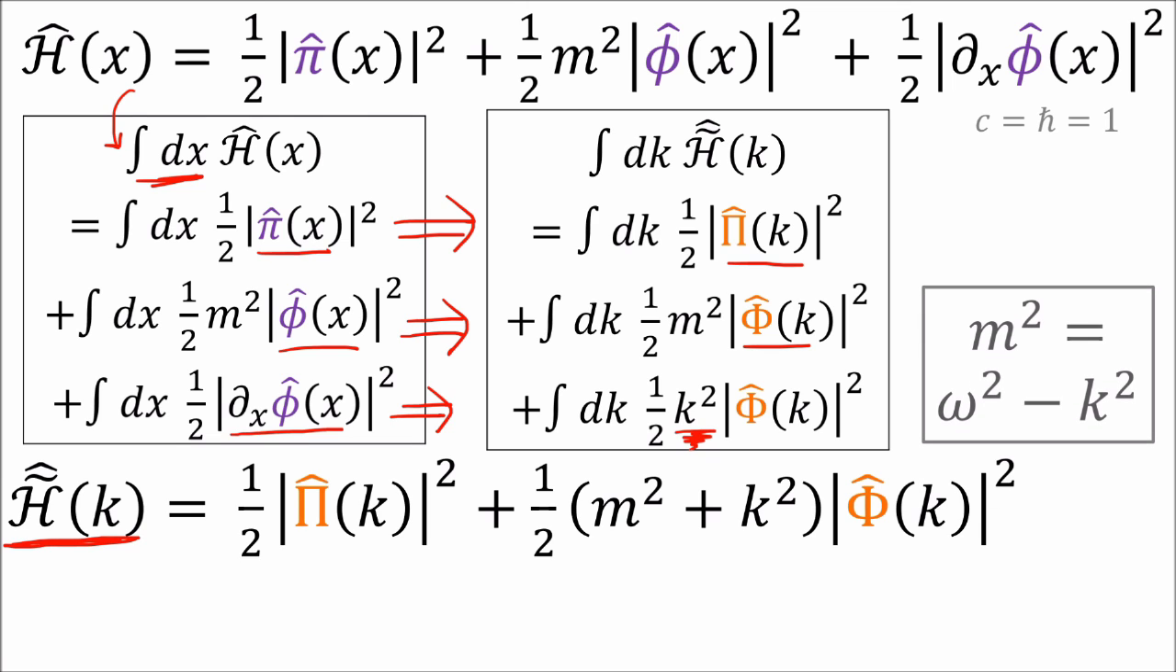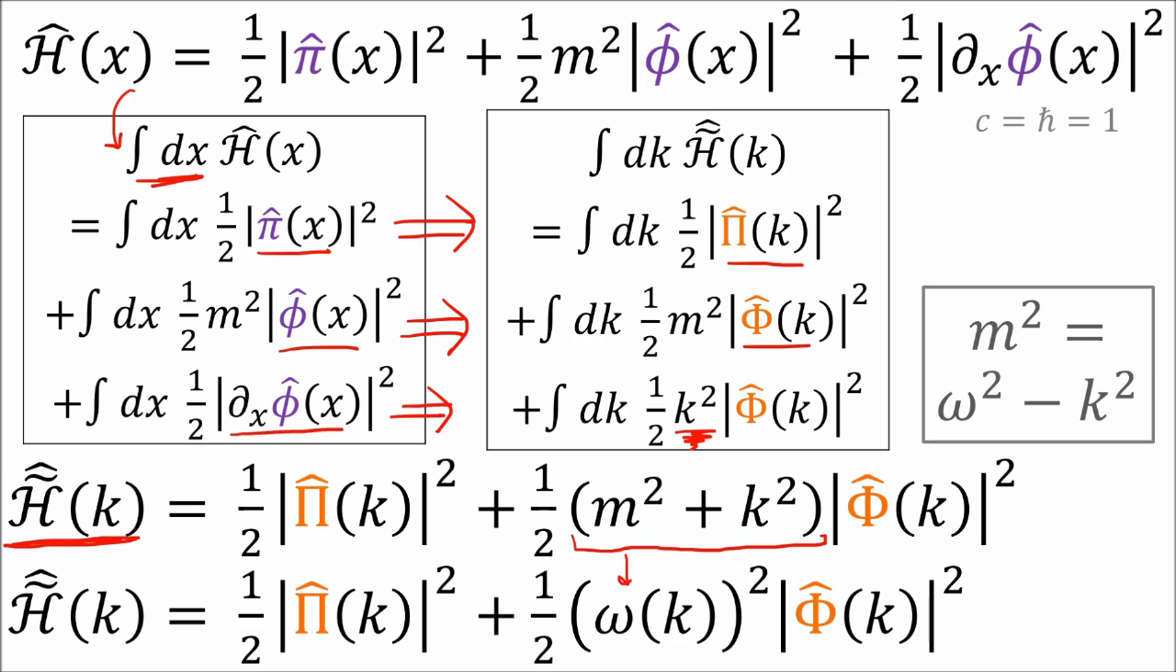Also, using this mass relation, we can rewrite m squared plus k squared with the angular frequency omega squared, which is a function of k. As promised, we can indeed see that the Hamiltonian, when written with the normal modes, is simpler because the coupling term has disappeared.